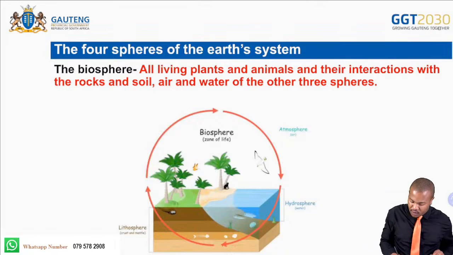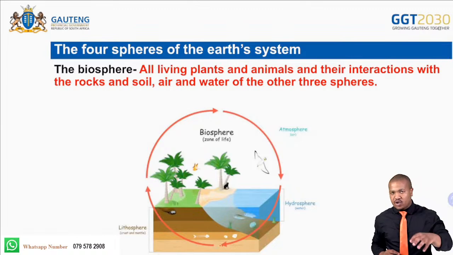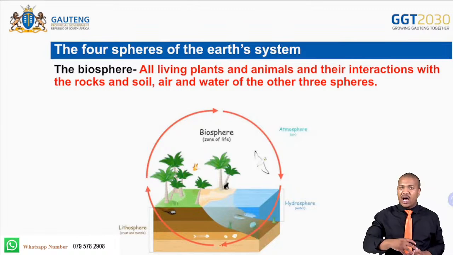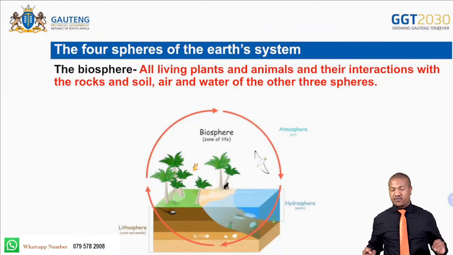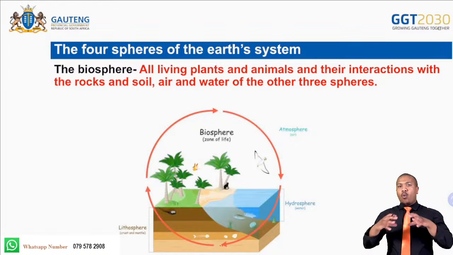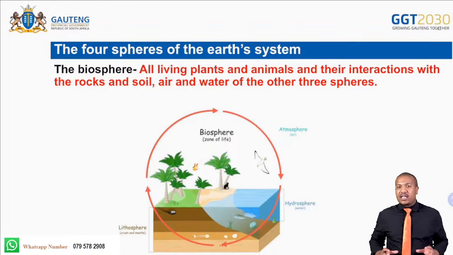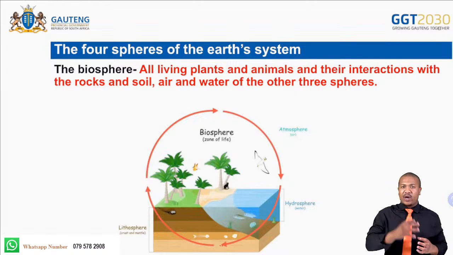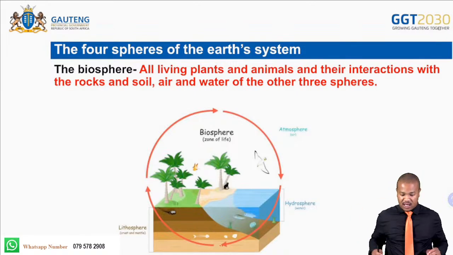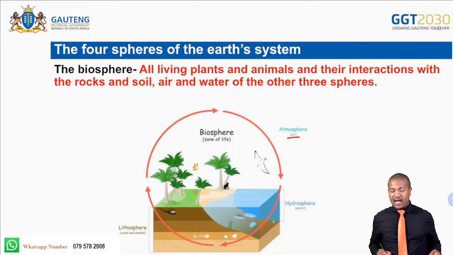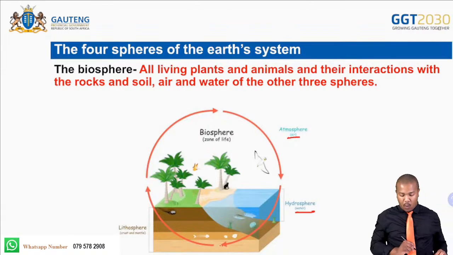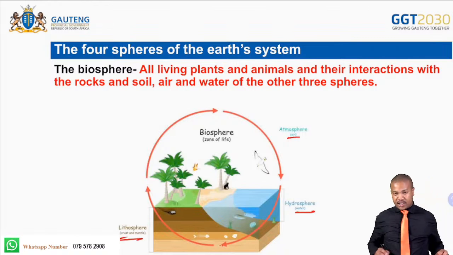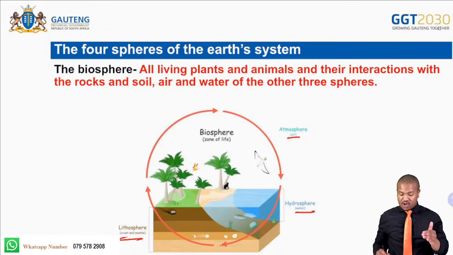So here is an example of a biosphere. As we said before, the biosphere cannot exist without the interaction of the other three spheres, being the atmosphere, the hydrosphere, and the lithosphere, right? When you have those three interacting with one another, they are able to give us the biosphere, because it has to do with the living things interacting with one another and as well as interacting with the non-living things, which are our air, the atmosphere, the hydrosphere, our water, and as well as the lithosphere, which is our rocks and soil, right?